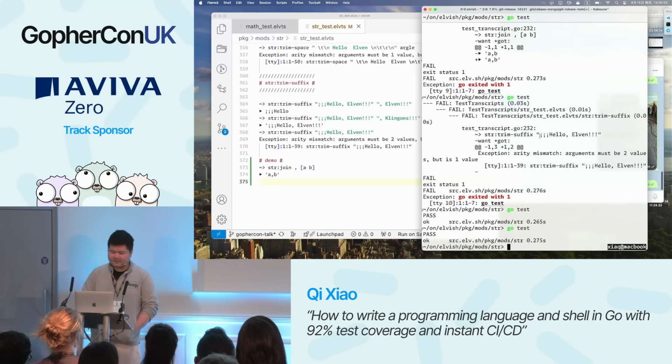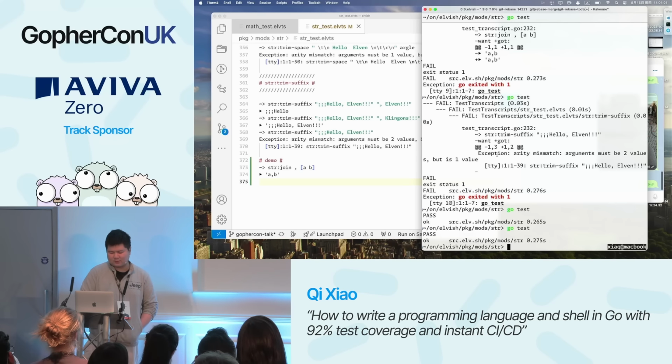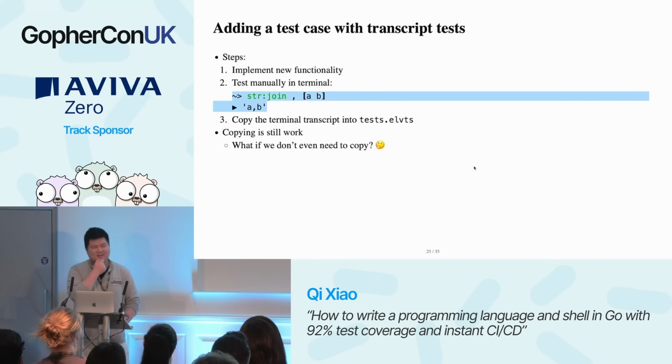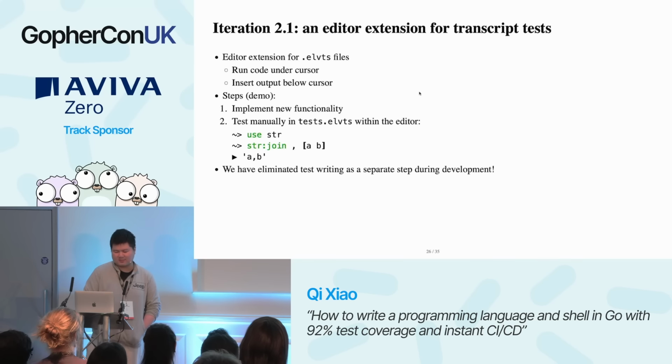So for a while, this is how most tests in Elvish were written. You would test in the terminal, and then you would just copy paste into your editor. But we still need to do copy pasting, right? And programmers are lazy. We don't even want to do copy pasting. So to solve that problem, I wrote an editor extension for VS Code in this case. There's just a key that will run the code under the cursor, and it will insert the output below the cursor.